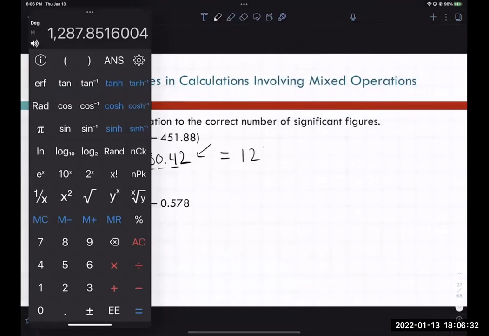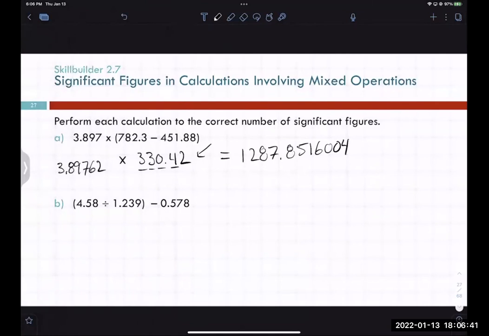So 1,287.8516004. All right. Let's write all that out. Because after this, we only kept 4 sig figs, we round our final answer here to 4 sig figs. So it'll be 1, 2, 3, 4, working left to right. It'll be 1,288.